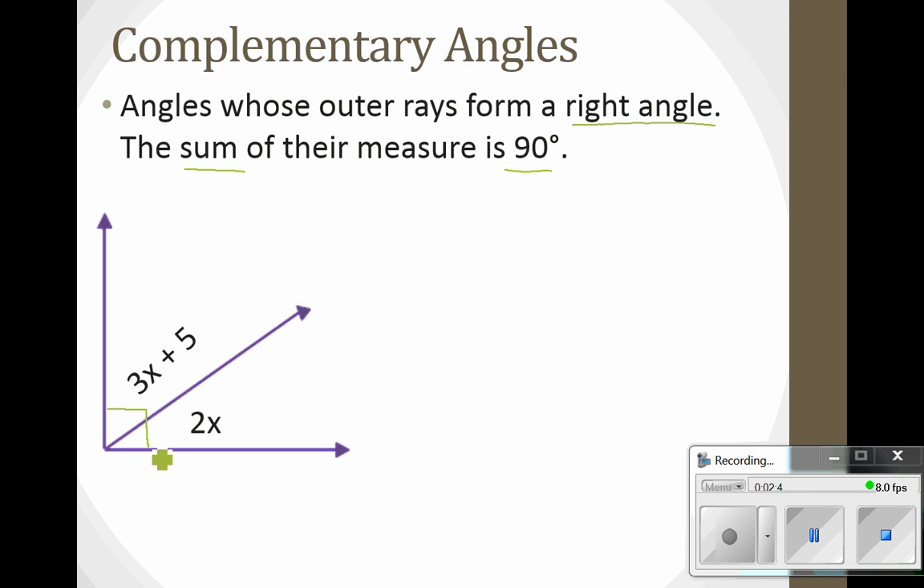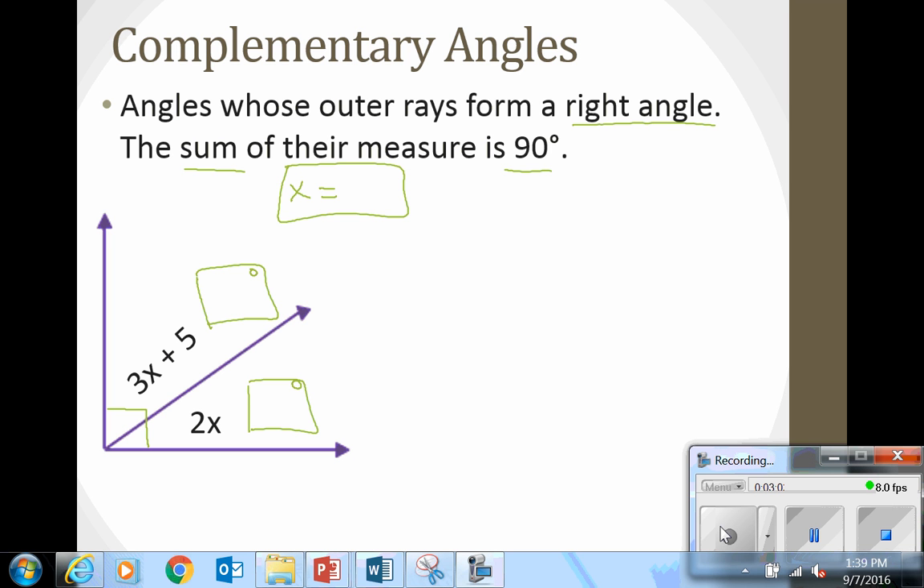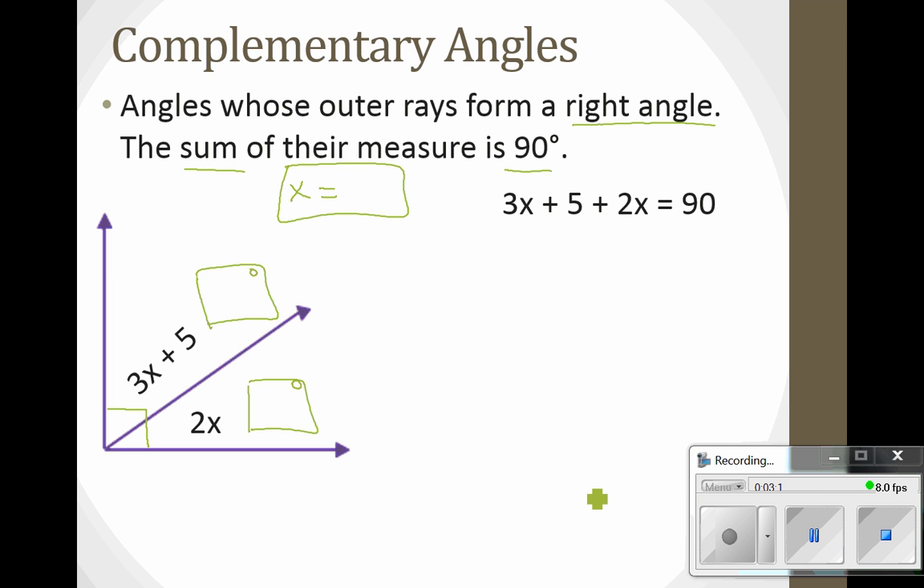And on your homework tonight, you're going to be given images like this, and you're going to have to determine what x equals and what the two missing measurements will equal. So let's go ahead and set up our paper so that we can find all of those answers. If we already know that the sum of their measure is 90 degrees, then we're going to write that equation. We have 3x plus 2x equals 90 degrees. So we can write that equation.